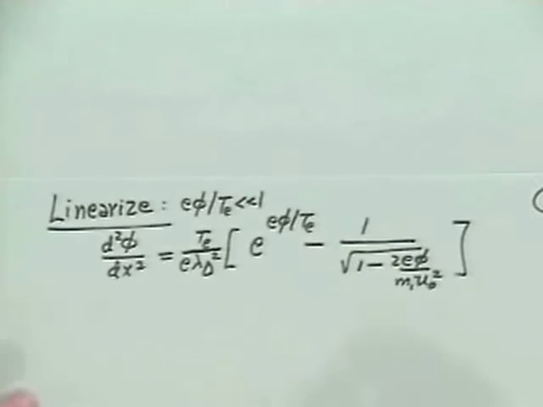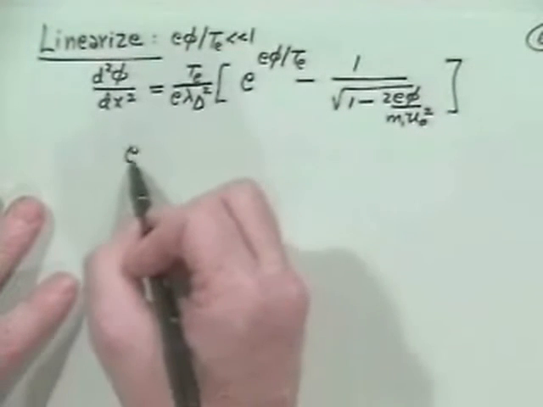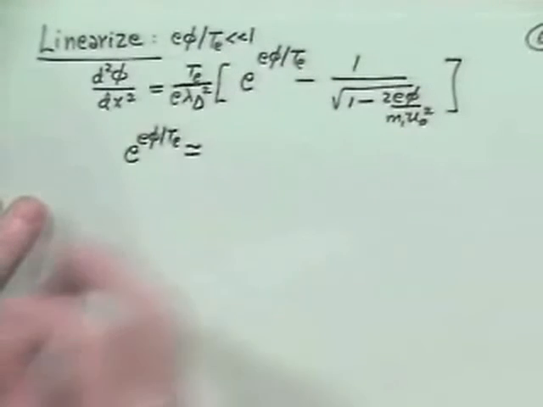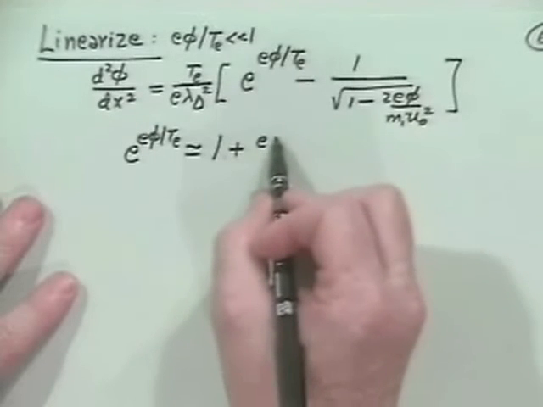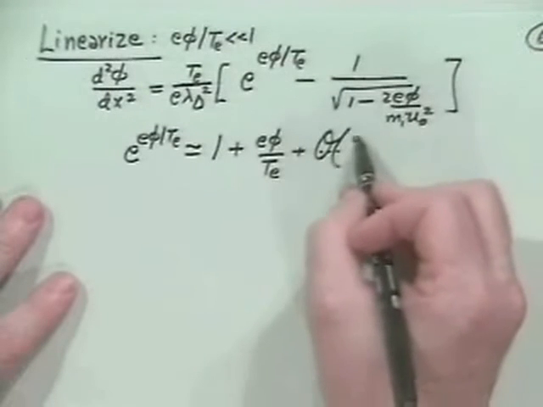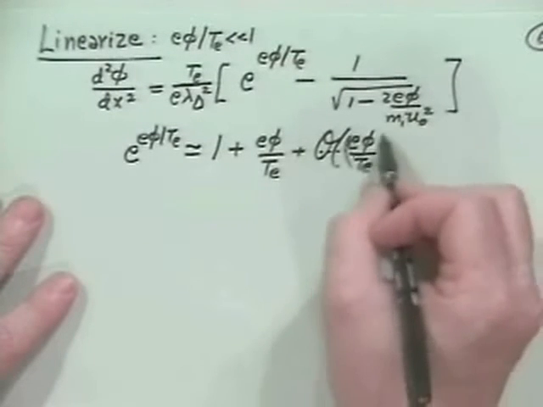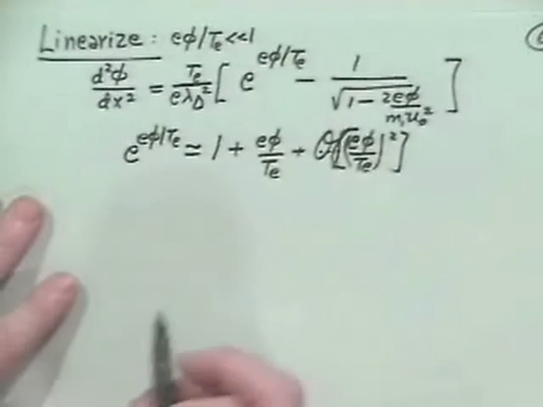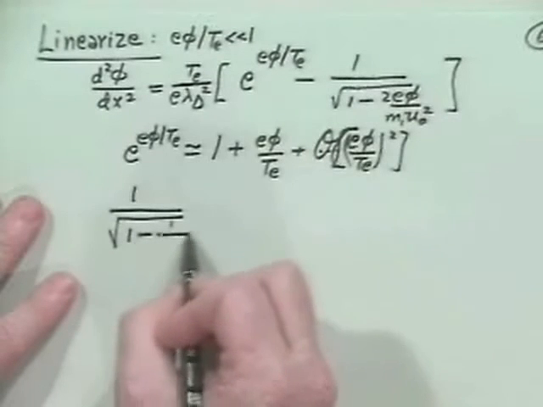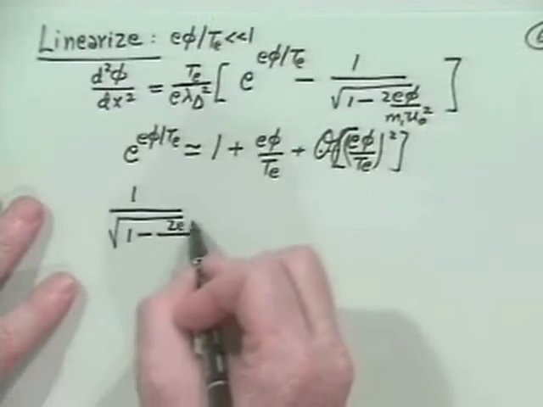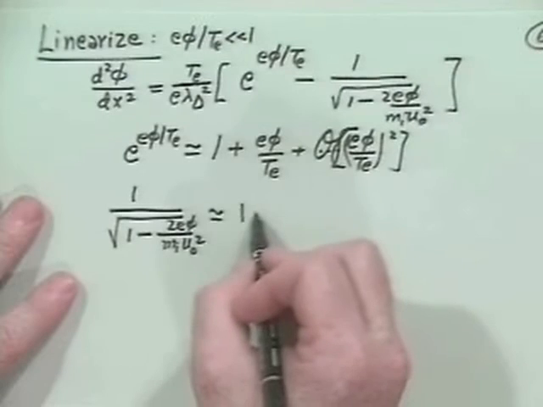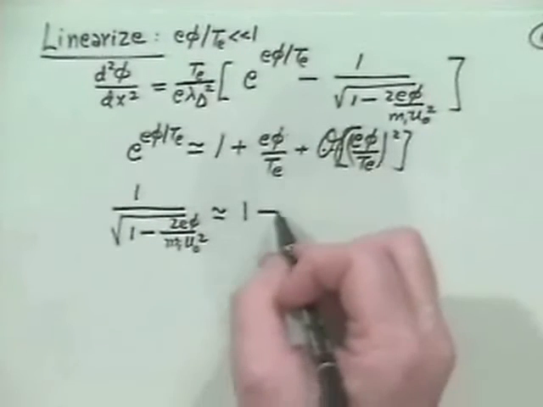Okay, so now I need to expand e to the e phi over Te. And, of course, expanding for small e phi over T, this is just 1 plus e phi over Te plus and so forth. And maybe I'll just specifically say plus e phi over Te squared. And likewise, I want to expand that last term, 1 minus 2e phi over mi u naught squared, and this is approximately equal to 1. And then minus minus, that becomes plus.